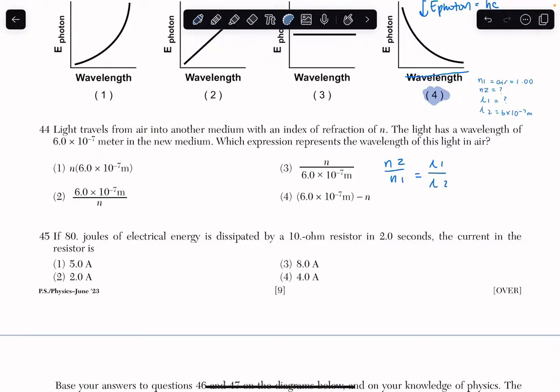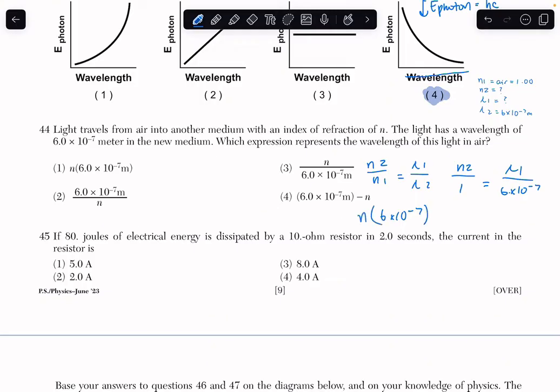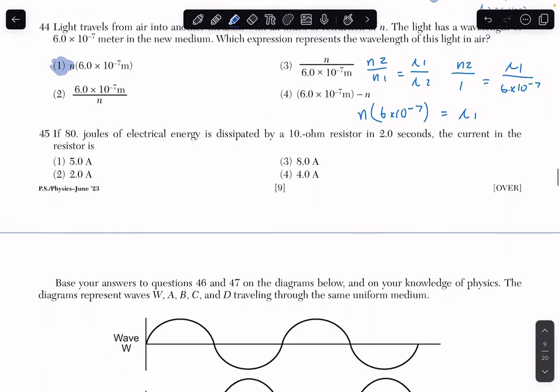So we have n2 over 1 equals wavelength 1 over 6 times 10 to the negative 7th. And once we do a little bit of math here, we just cross multiply, and we get 6 times 10 to the negative 7th times n equals lambda 1. So which expression represents the wavelength of this light in air? That's going to be answer choice 1.